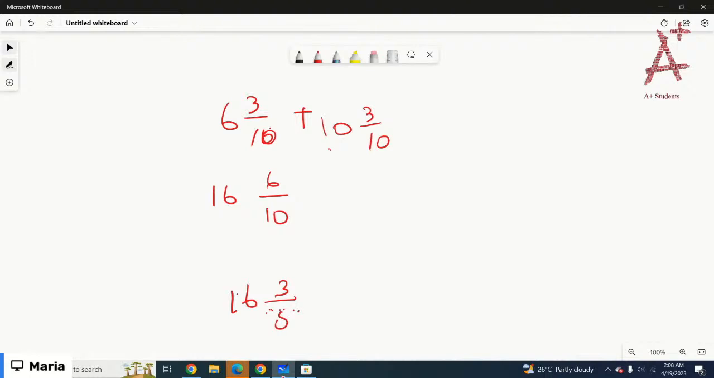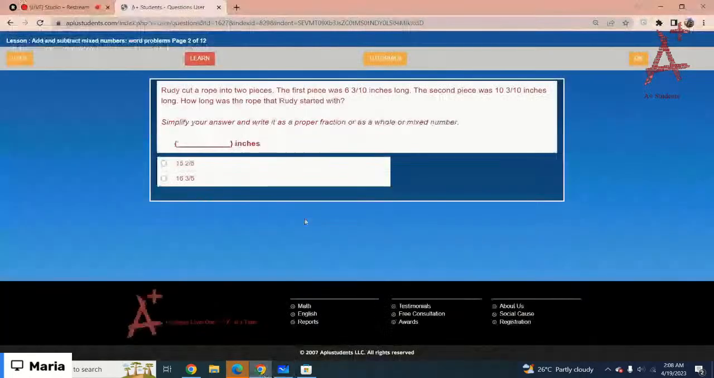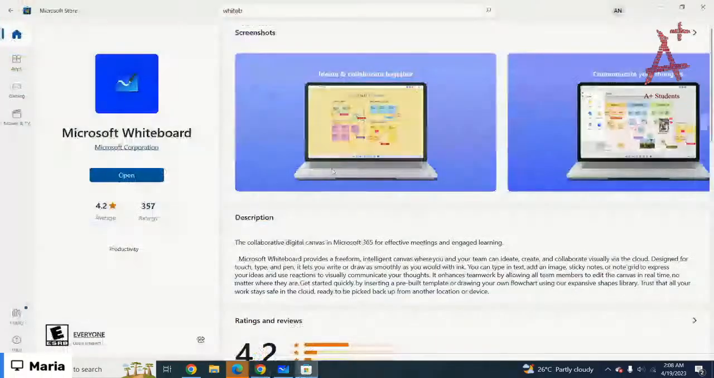Got it? The correct option is 16 whole 3 over 5. So let's just select the correct option and click on the OK button.